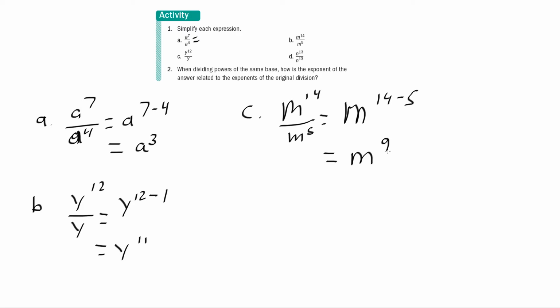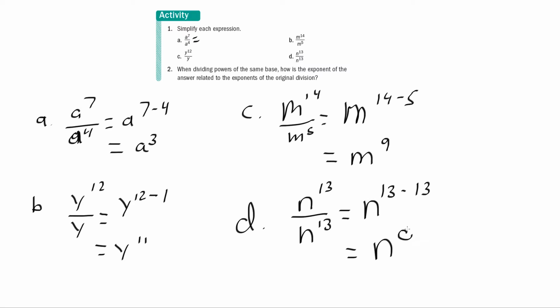D, n to the 13th power divided by n to the 13th power is equal to n to the 13 minus 13, and that equals n to the 0th power. And we know that anything raised to a 0 power is equal to 1.